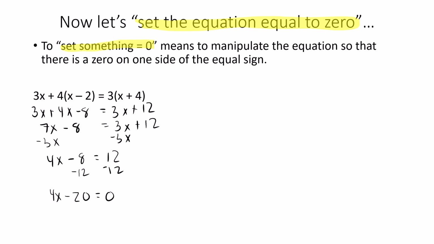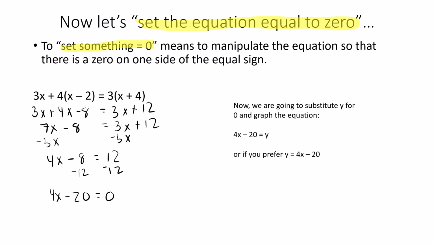And now I have this 0 on one side. Okay, so that's what we mean when we say set it equal to 0. So you just kind of take a little bit of a detour down at the end there. Now what we're going to do, and this might seem a little bit weird, is we're going to substitute y in for the 0. Okay, I'll underline that in a different color. So instead of 4x minus 20 equals 0, I am going to go ahead and replace that 0 with a y, so that I have 4x minus 20 equals y.